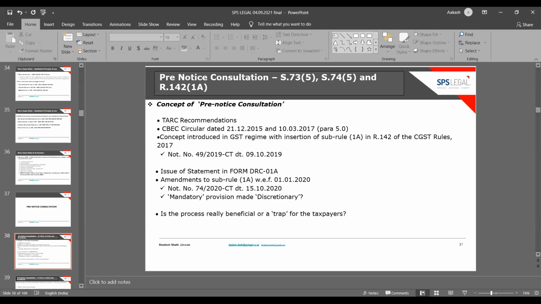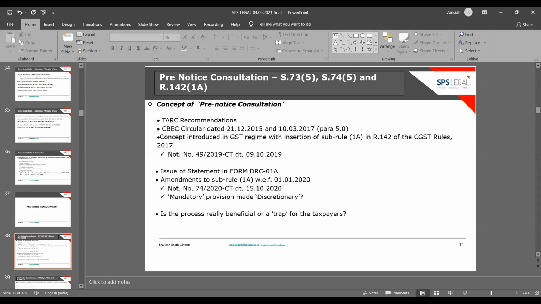There are other provisions also. I'm only referring to these two. And this DRC-01A, though the description is statement, basically has the nature of pre-notice consultation. And this was made mandatory because the words used were the proper officer shall communicate this statement in form DRC-01A, whereby the taxpayer was thereafter given an opportunity either to accept the entire thing and pay the money through DRC-03, or else make part payment, or even refuse to make any payment and then give his response in part two of DRC-01A.